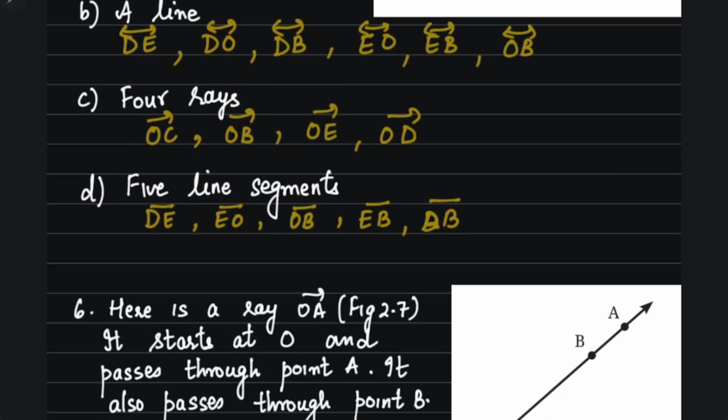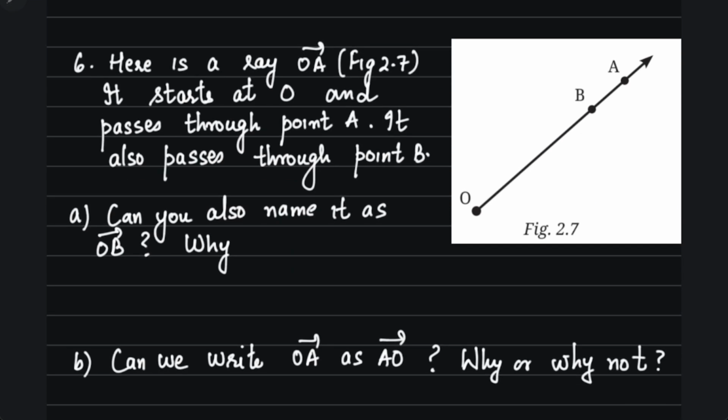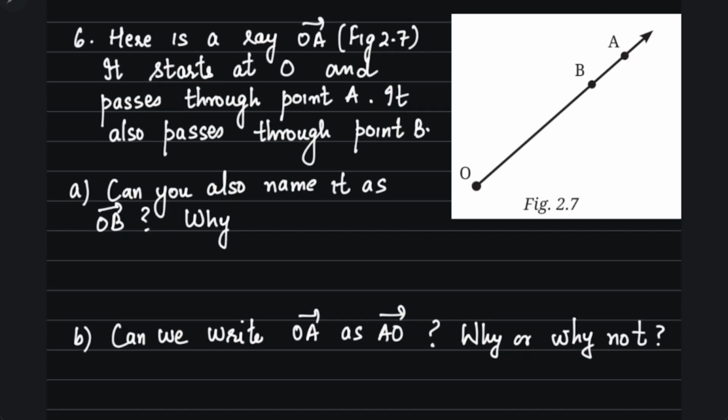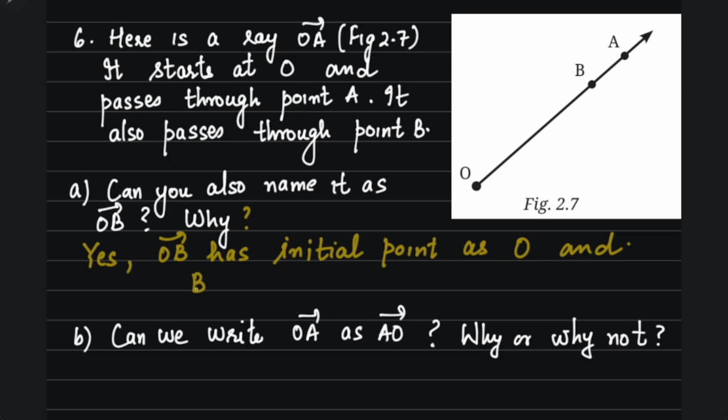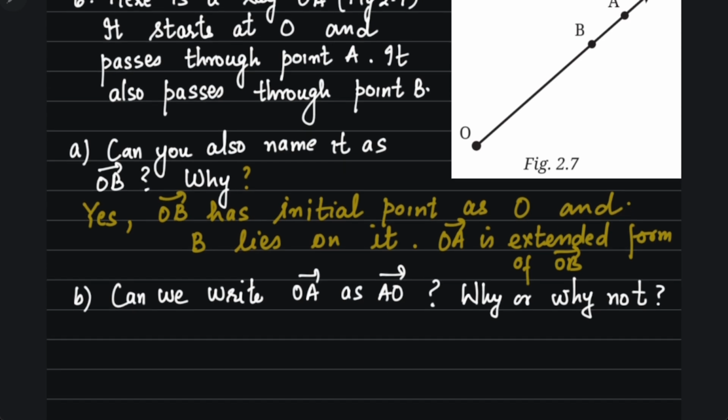Next question, here is a ray OA, figure 2.7. It starts at O and passes through point A. It also passes through point B. Can you also name it as ray OB? Yes. Ray OB has initial point O and B lies on it. Ray OA is the extended form of ray OB.